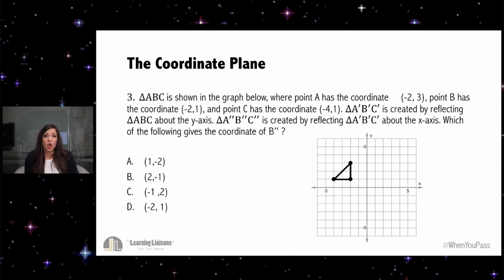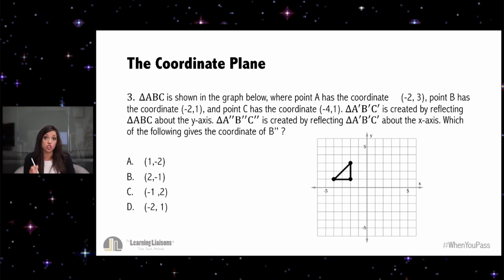All right. When we read this problem, it sounds super cumbersome. Double primes, primes, what do we even mean here? All they're saying is we have triangle ABC and then we do something to it, and then we have a new triangle, and then we do something else to it, and then we have a new triangle. That's all they're saying with primes and double primes. It's a way to label the triangle. So let's not get confused by that.